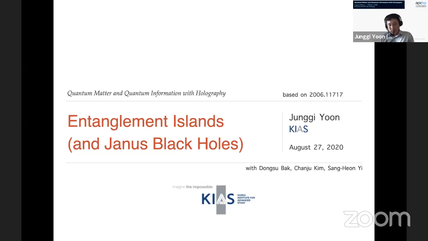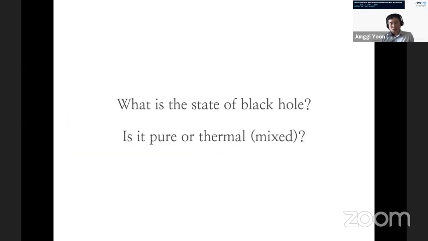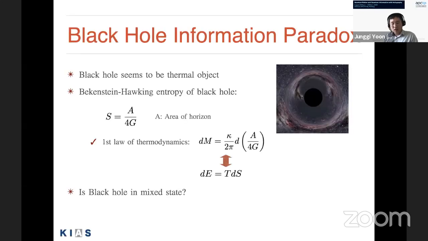So let's begin with one very simple question. We can ask, what is the state of the black hole? Which means that you can consider the density matrix of the black hole, and you can ask whether it's pure or thermal. To answer this question, we already know that a black hole is like a thermal object. This can be easily seen in the Bekenstein-Hawking entropy, which is proportional to the area of the horizon.